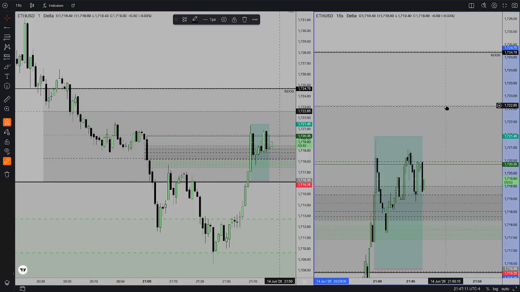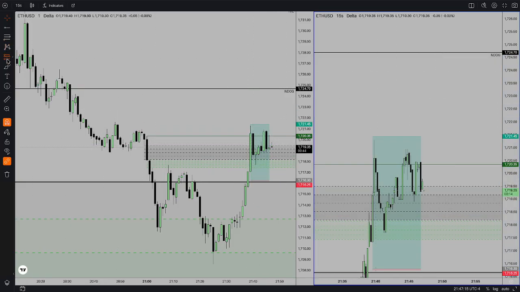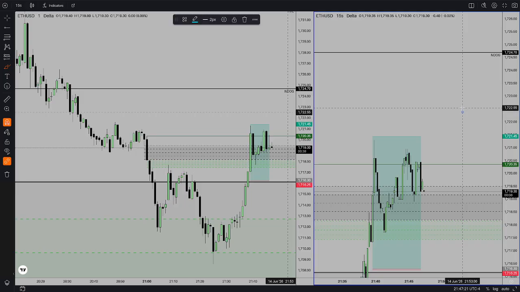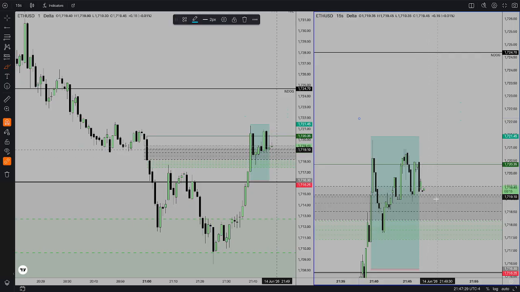Just mark this level, 1722. It could be here, I guess. 1722. Yeah, here, basically. Let's say the price reacts off this level. If it loses the consequent encroachment, I'll end that stream.